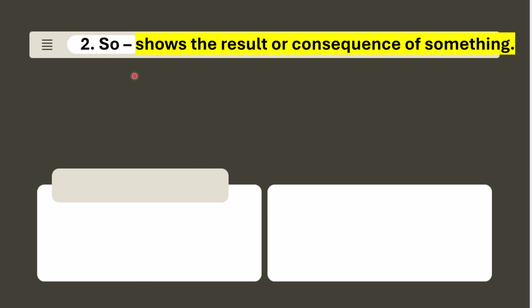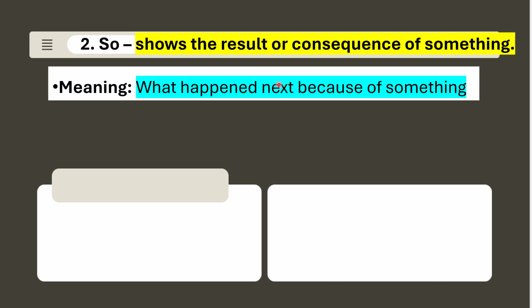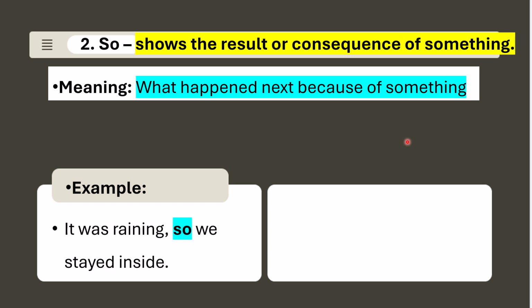So, this is another subordinating conjunction. It shows the result or consequence of something, meaning what happened next because of something. Example, let's look at it. It was raining, so we stayed home. So we stayed inside. What happened next? Because it was raining, you couldn't go out. That's why you're staying at home.